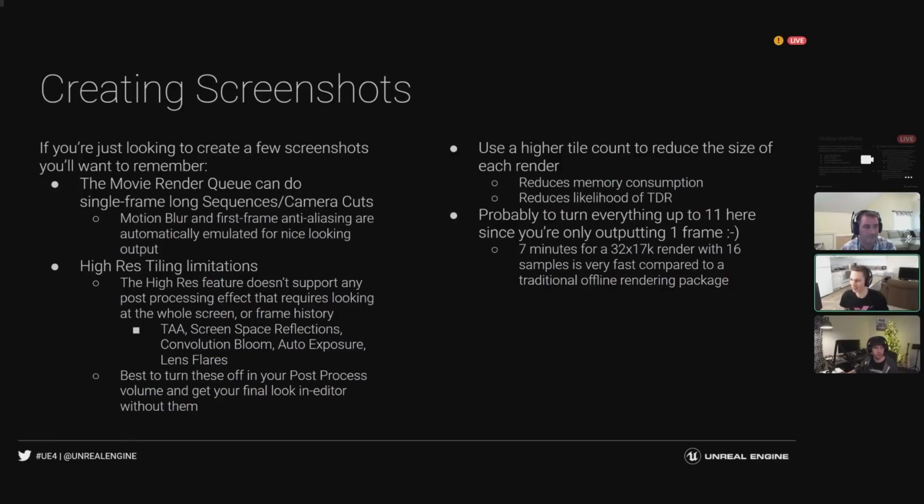In this case, if you're making screenshots, you probably can't turn everything up to 11. Generally, if you're only making one screenshot, it's not going to matter if it takes 10 or 15 minutes. As you saw earlier in the presentation, it only took us 7 minutes to render a 32,000 by 17,000 image with 16 samples. It's very fast compared to a traditional offline rendering package.